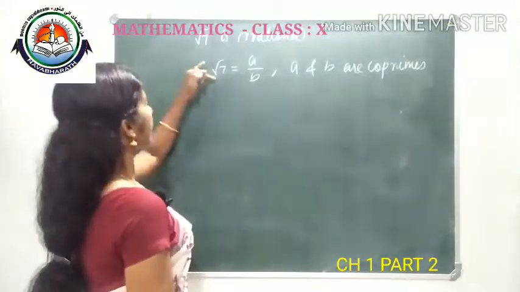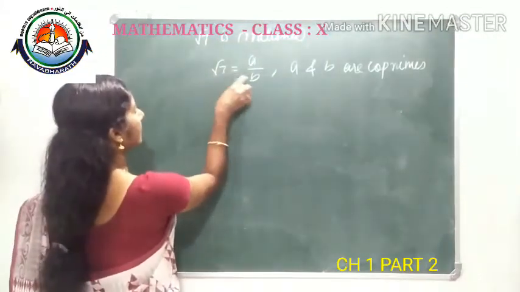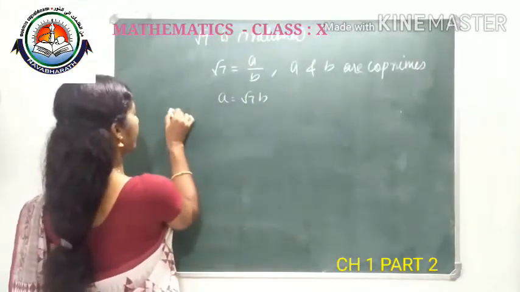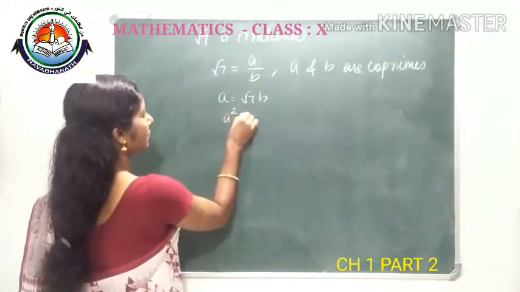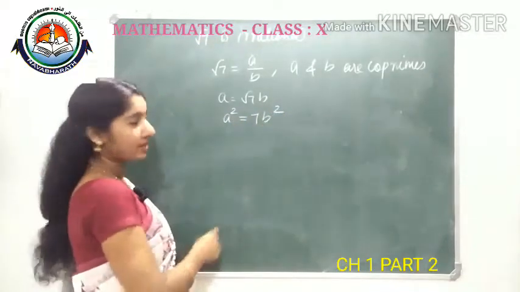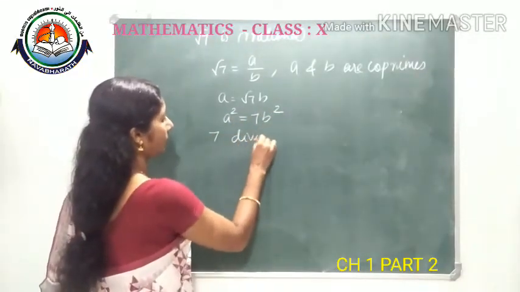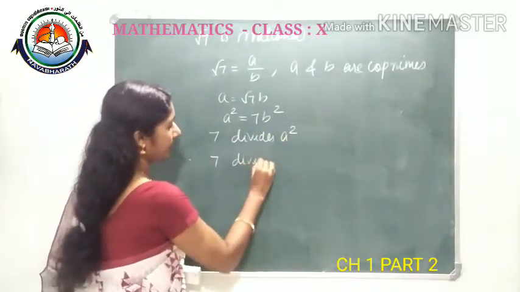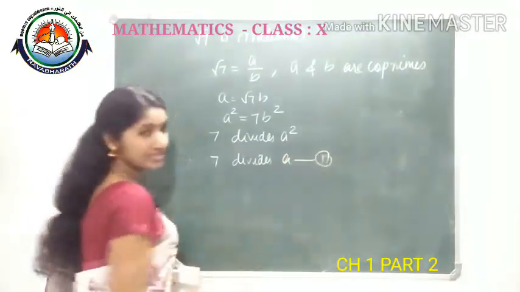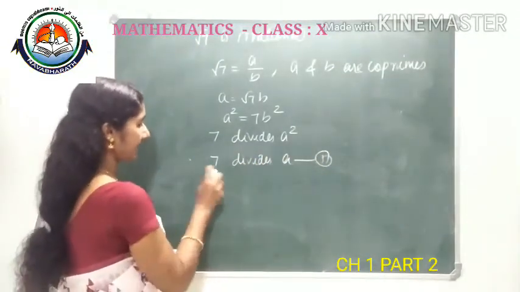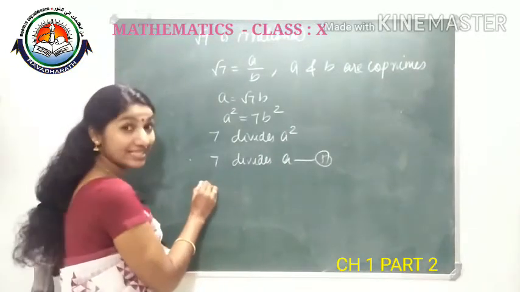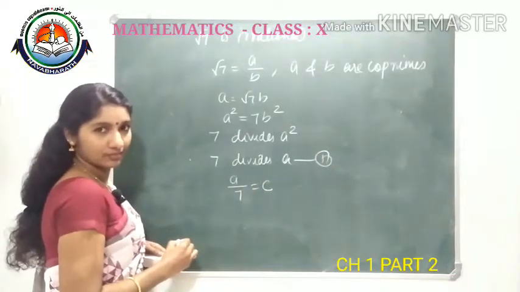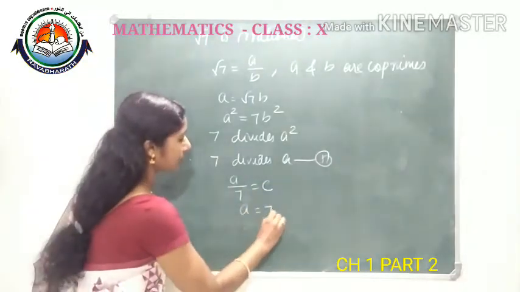Okay. Then what we will do? We will cross multiply. We will get A equal to root 7 into B. Then squaring on both sides, A square is equal to 7B square. From this one we are getting 7 divides A square. Therefore, 7 divides A also. We got one statement. If 7 divides A, there exists some C such that A by 7 is equal to C. So we can write A equal to 7C.